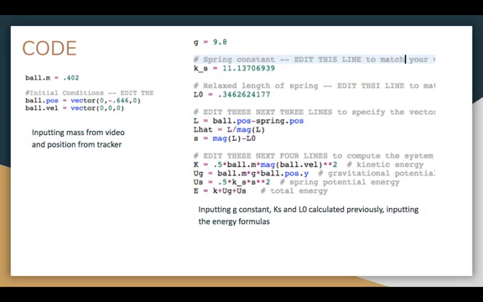And then we input the G constant, which is 9.8, and the spring constant and L naught calculated previously, inputting the energy formulas, which consist of kinetic energy, which equals 1/2 times the ball's mass times the ball's velocity squared, gravitational potential, which equals the ball's mass times the G constant times the change in height, and the spring potential energy, which is 1/2 times the spring constant times the change in the spring length squared, and total is all of them added together.